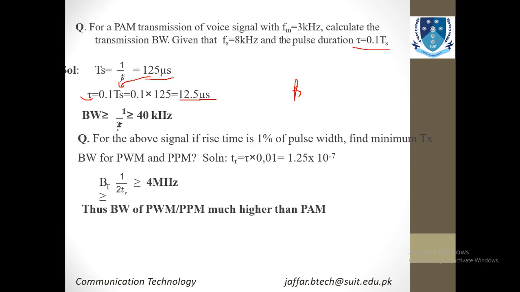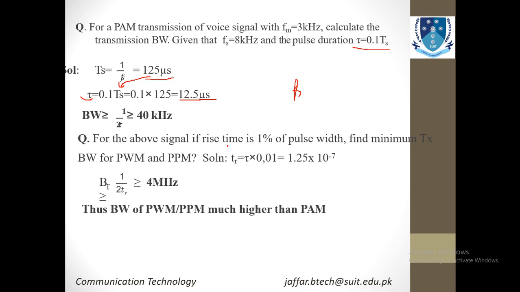Now if you recall, the bandwidth requirement was at least 1 divided by 2 tr. This was the equation, and it should be greater than 40 kilohertz, because if you put the value of 2 tr, you will divide it and you will get 40 kilohertz.